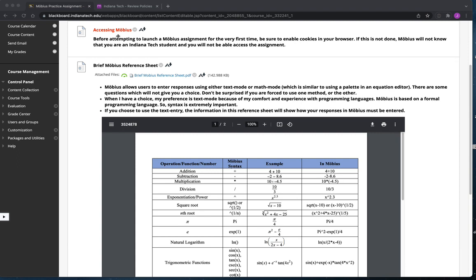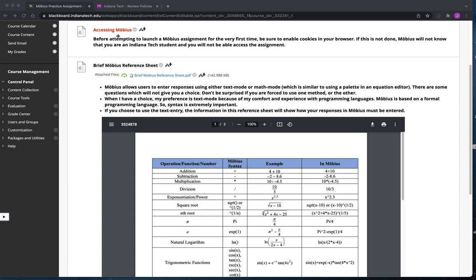So the first item is saying that if you don't have cookies or tracking enabled in your browser, so if you shut that off, then you won't be able to access the assignment. Tracking needs to be enabled so that when you're in Blackboard and you click on a link that takes you to Mobius, it remembers your login information and it's just passed through to Mobius, and then it's a seamless process, right? If you don't have your cookies or tracking enabled, it's going to ask you for a login, but it's not your Indiana Tech login because that's a different system.